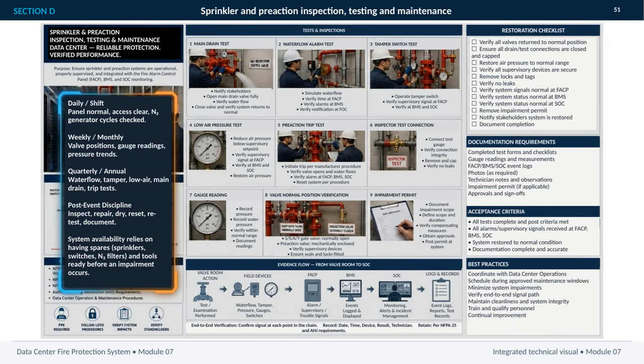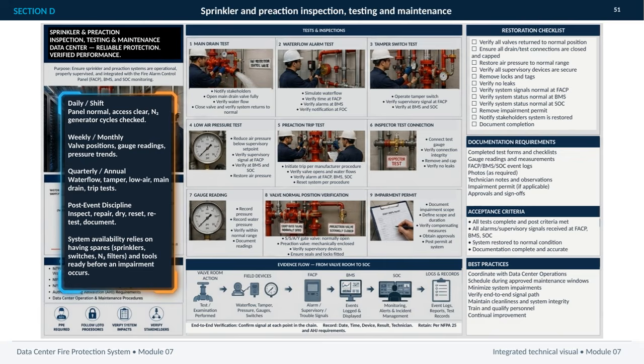Routine checks begin with panel status, clear access, generator cycles, valve positions, gauge readings, and pressure trends. Scheduled tests then validate main drains, water flow alarms, tamper switches, low air supervision, pre-action trips, inspector connections, and normal valve positions. Each test should include notification, confirmation of the expected signal, restoration, and documentation.